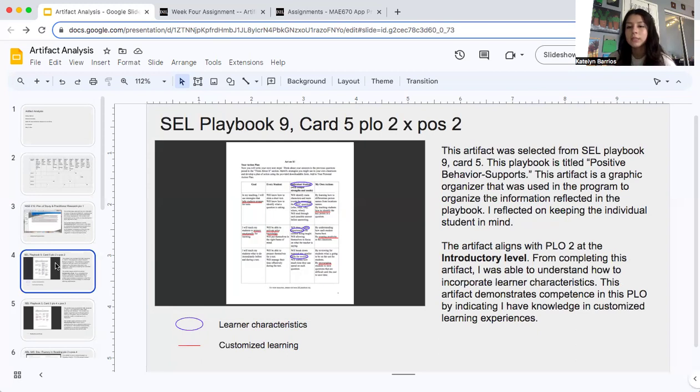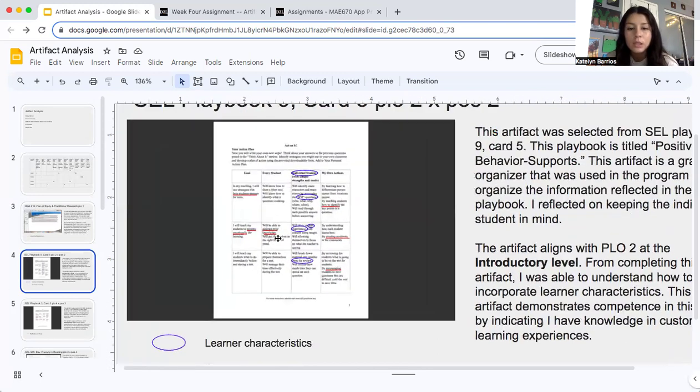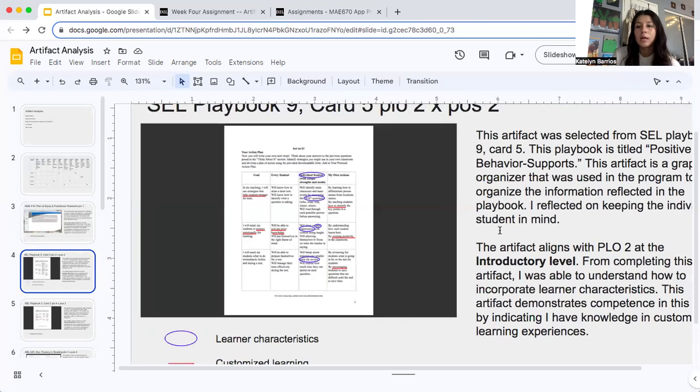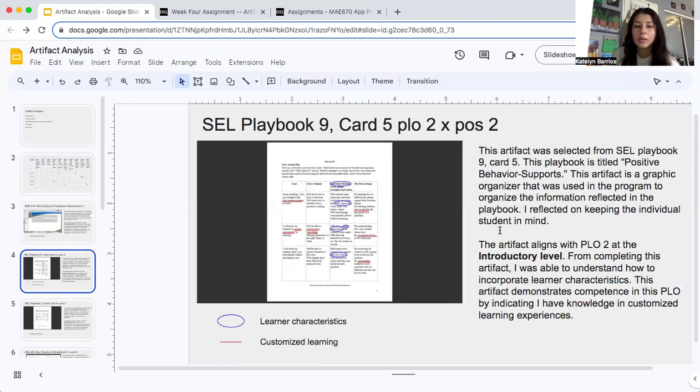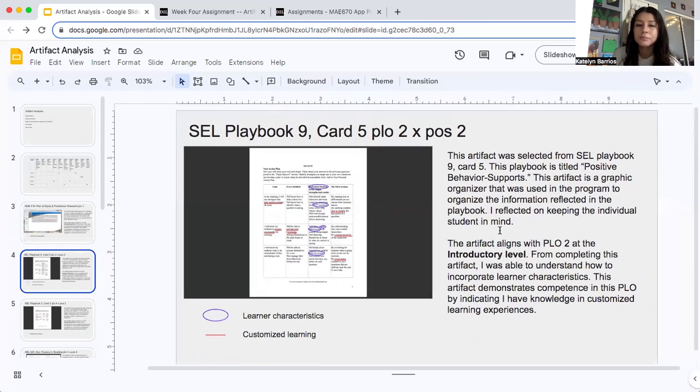This is just a graphic organizer that was used in the program to organize the information that was reflected. Just to point out a few, using some strategies that help students, through encouragement and supporting them by creating positive environments and really supporting students emotionally, as well as with the traditional sorts of things that they learn in school.